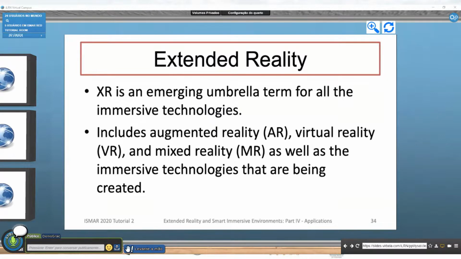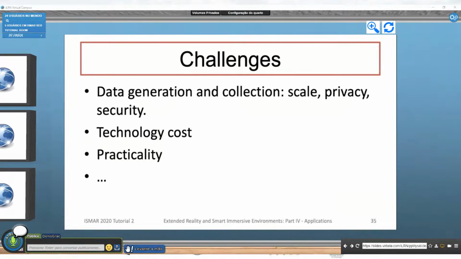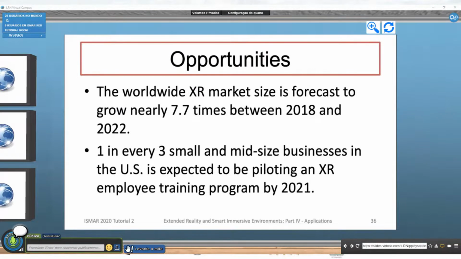Some of the challenges that we have just identified when it comes to using extended reality and also in smart immersive environments are data generation and collection, how that scales up, privacy and security issues, the cost of that technology, and practicality, especially for certain tasks. We had that example of light control using an XR device, which obviously could be overkill for such a simple task. However, there are interesting opportunities.